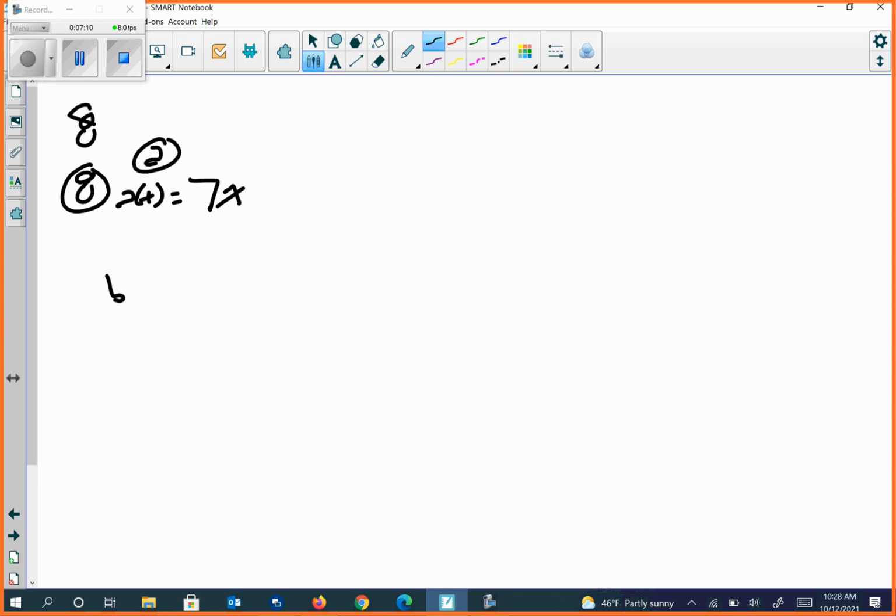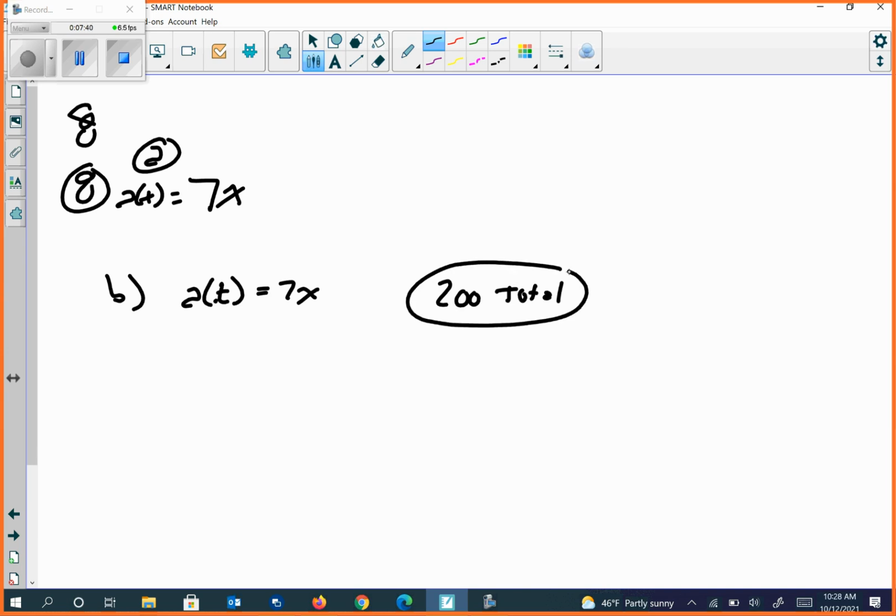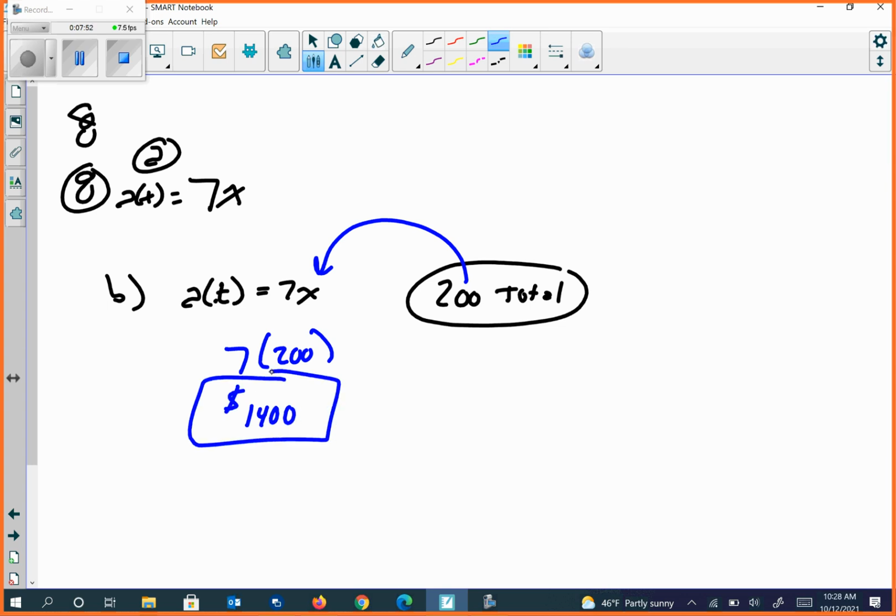Answer to B, determine the amount of revenue that can be made. How many people can they take in this theater? How many people can go in this theater? What does it say up above? Can hold up to how many? Read! 200. Thank you. So my total, I can have 200 total people in there. Now, if everybody was a paying customer, I'm going to take that 200 and plug it in for X. And then 7 times 200 means I can make $1,400 in ticket sales.